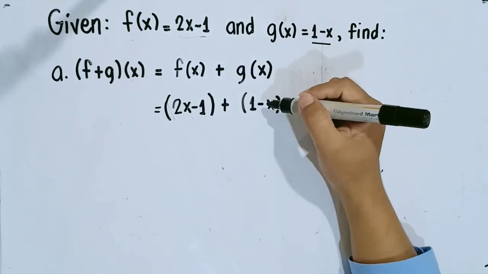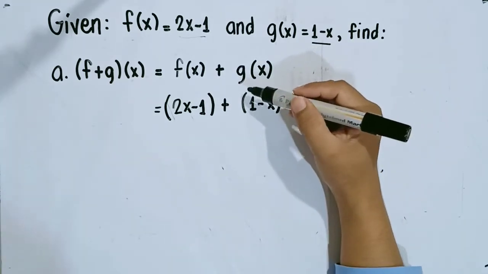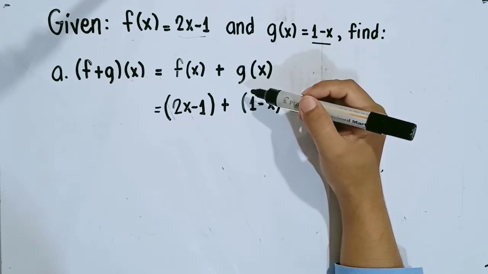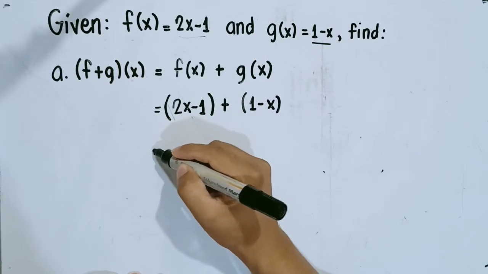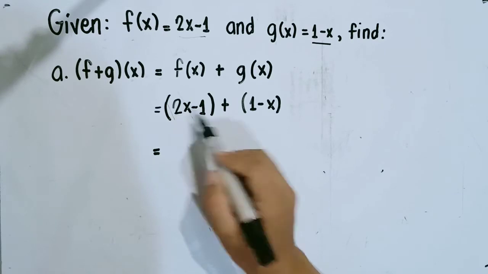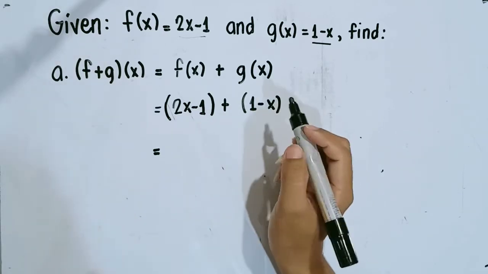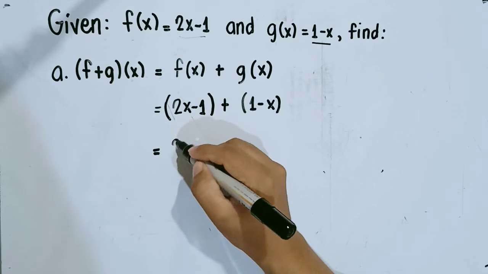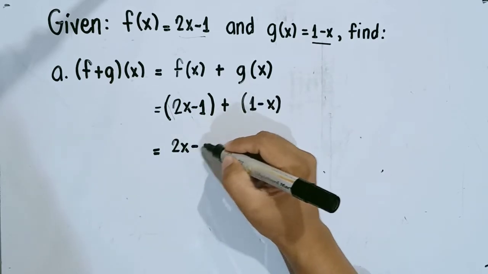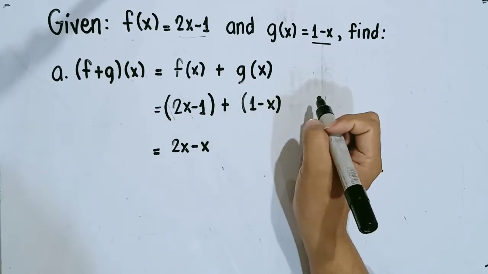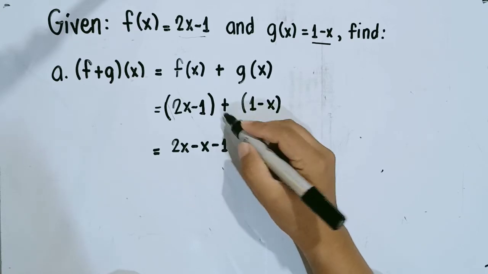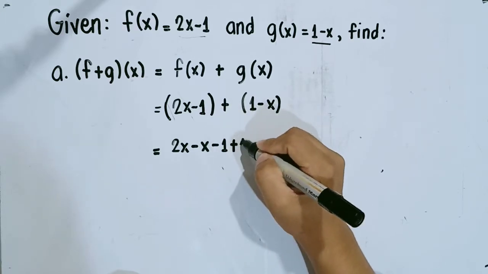From this point, we have to group the terms according to variables so you will not be confused in combining terms later. Since we have the x variable here, 2x and x, we will group them. So we have 2x, then minus x, copy the sign, negative, then we have negative 1, and we have positive 1.